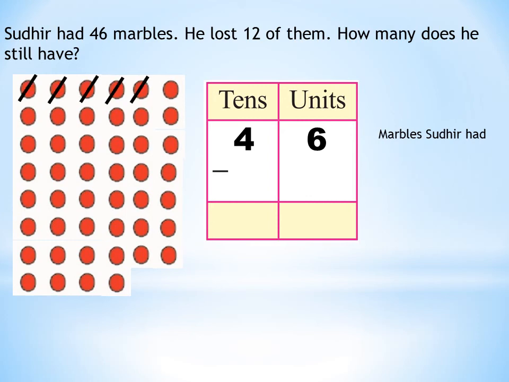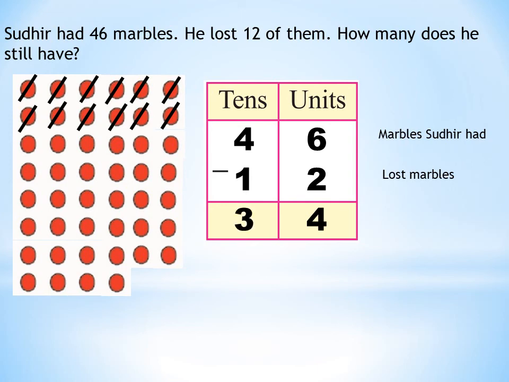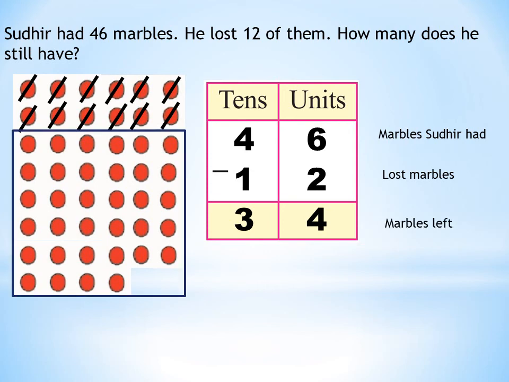1, 2, 3, 4, 5, 6, 7, 8, 9, 10, 11, 12. So 12 marbles lost. Now we will subtract 6 minus 2 is equal to 4 and 4 minus 1 is equal to 3. So 34 marbles left.